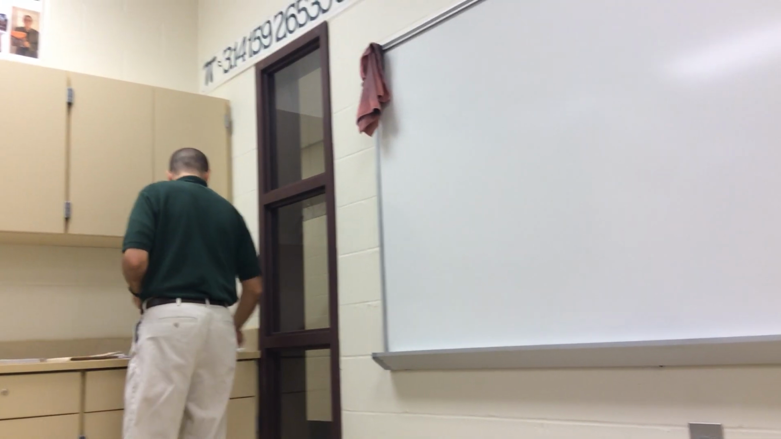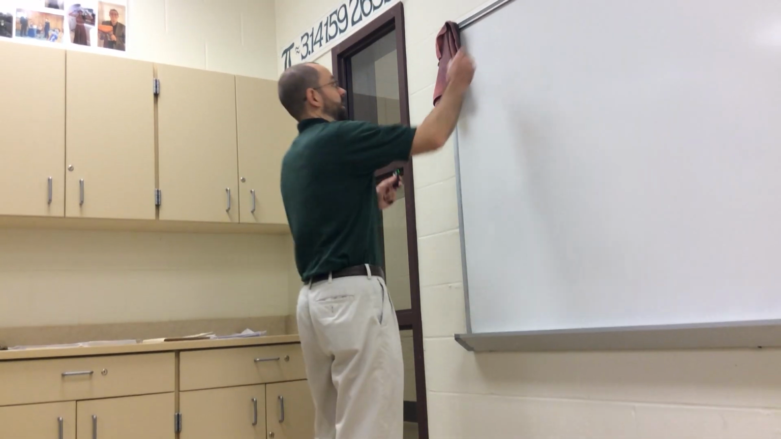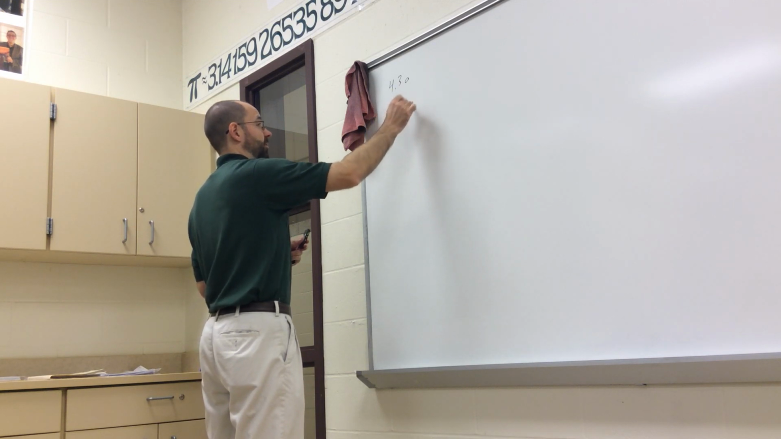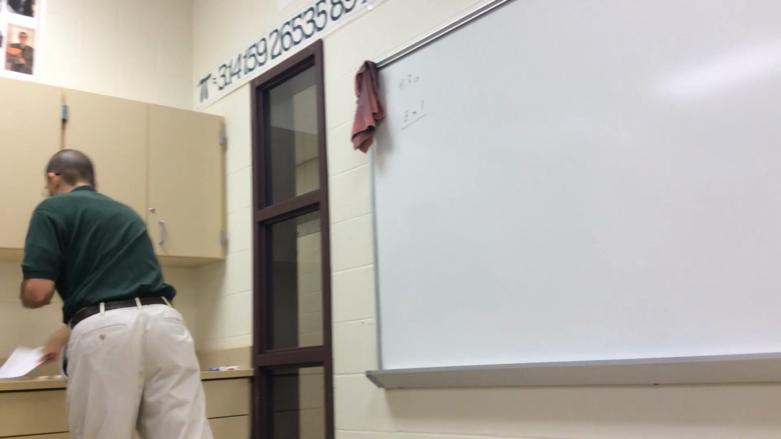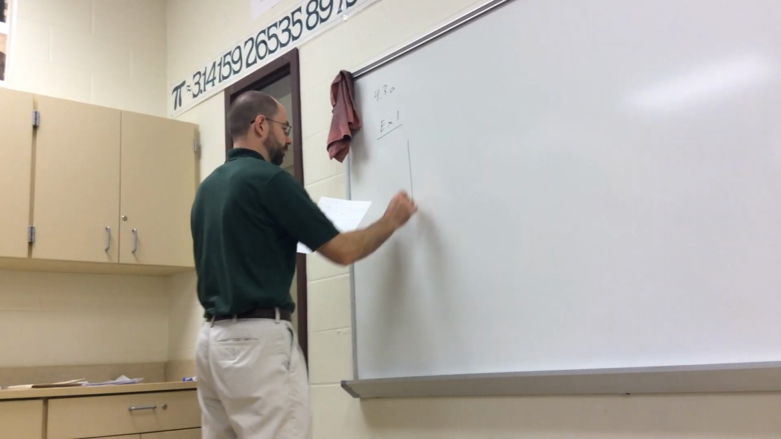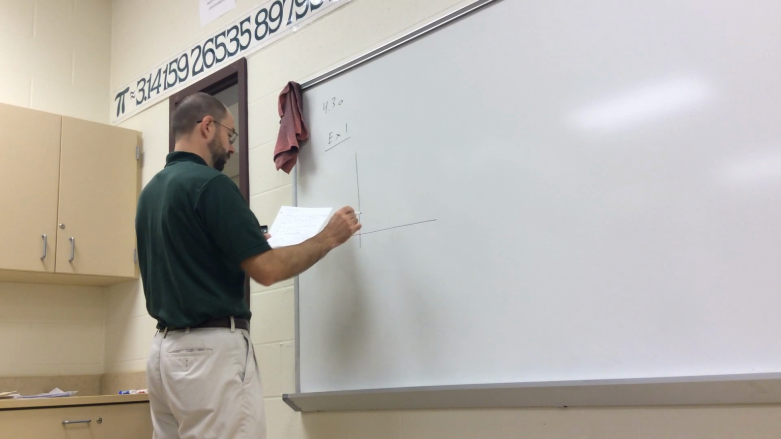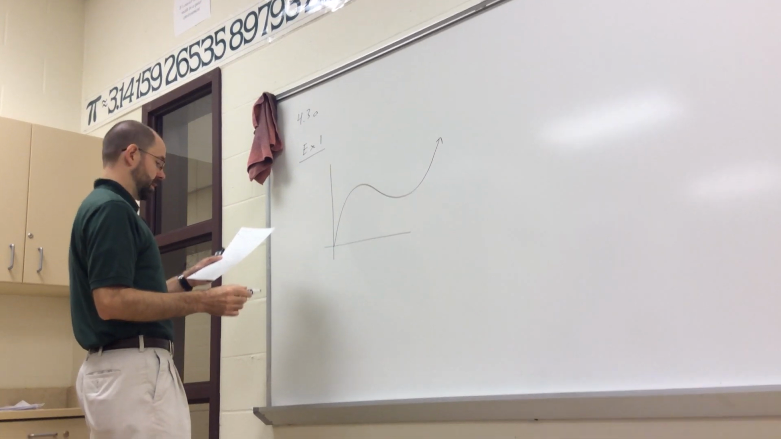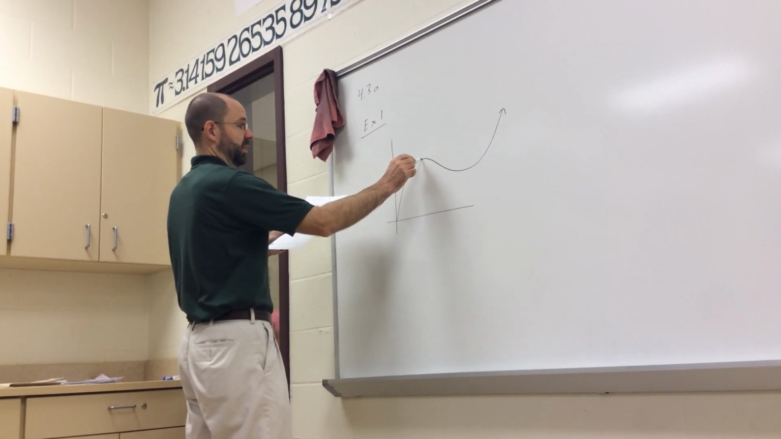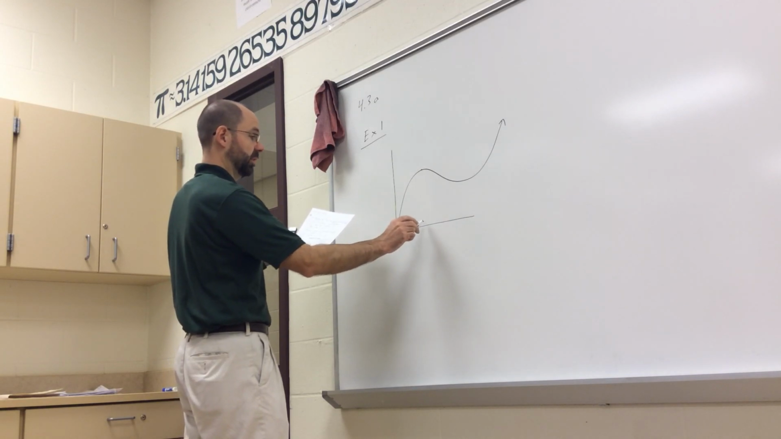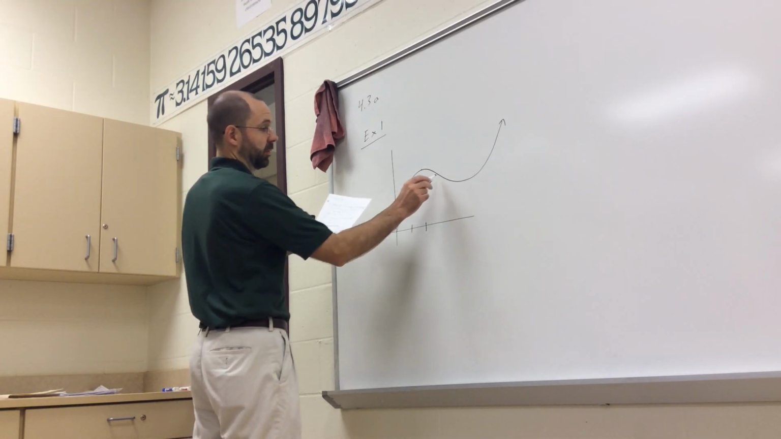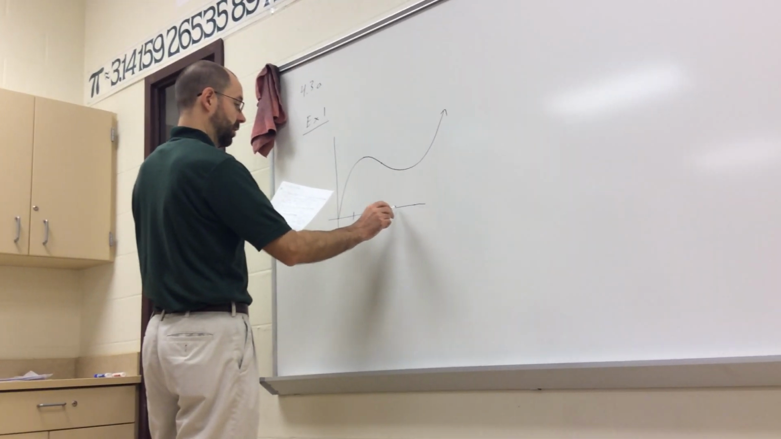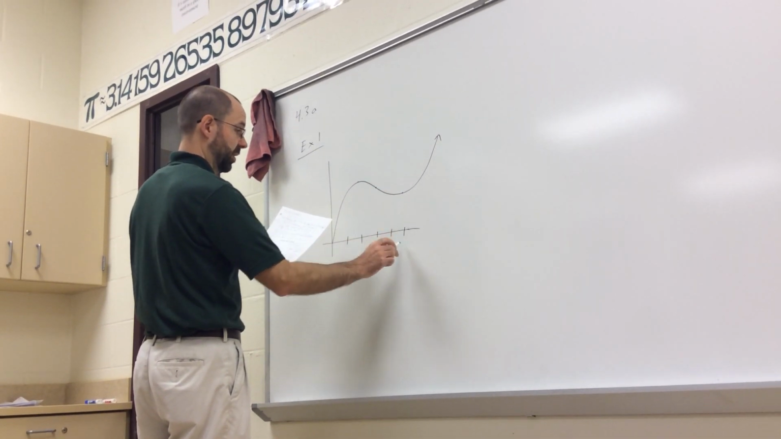All right, today is 4.3a. And starting off with a graph. Should look like this. And I want this point to be at x equals 2. I want this point to be at x equals 3. And it looks like that's at 5, maybe.